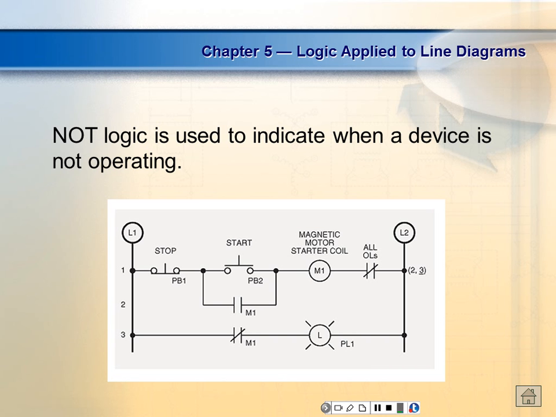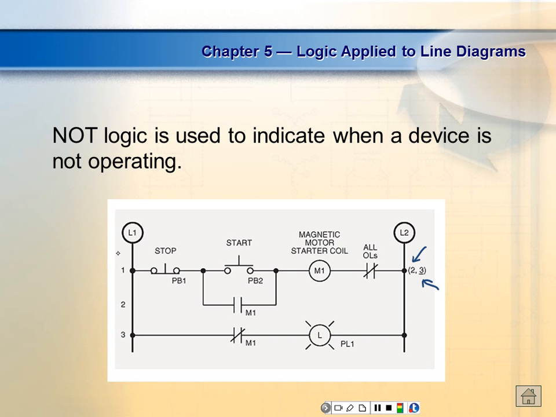So here we got M1. It says we're looking for a normally open contact in line 2. Okay, so here's line 2. The other one, we're looking for a normally closed contact in line 3. How do I know it's normally closed? Yeah, so anytime we see this line right here, it indicates that it is normally closed. If we don't see a line, it means we're looking for a normally open.